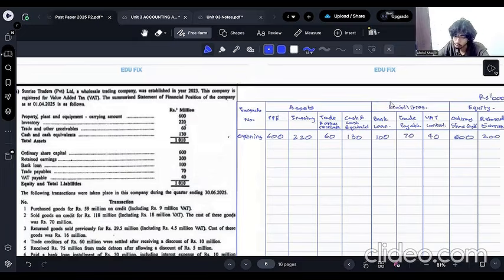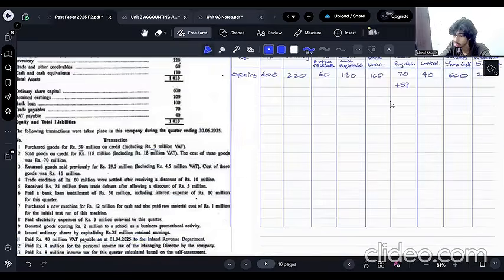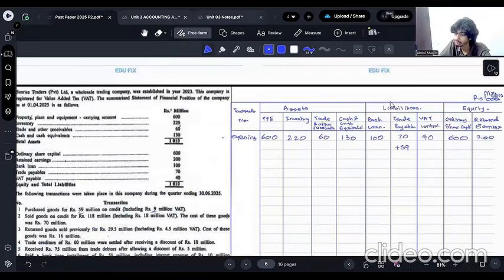First one, purchase goods for 59 million on credit, including 9 million VAT. So on credit, trade payable plus 59 million. Here you have to write it in rupees millions, not thousands. Out of the 59, 9 is purchase VAT. Purchase VAT is an asset. Now here you have a VAT control column, right? So the purchase VAT amount, you can deduct under VAT control, minus 9. It will reduce your VAT liability. Okay, then the actual purchase value will be 50. Inventory will be plus 50.